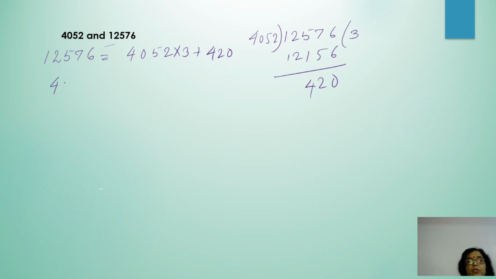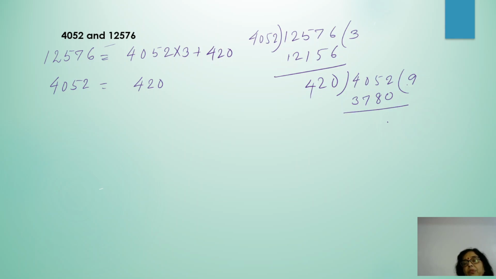Next step, 4052: the divisor in the previous step becomes the dividend and the remainder becomes the divisor. Now let's see how many times 420 divides 4052. If you check these two numbers properly, 10 times will definitely exceed it and become 4200. So one time less, 9: 9 times 0 is 0, 9 twos are 18, 9 fours are 36. You can even check 9 into 4 is 36. 8 into 4 will be 32, very less.